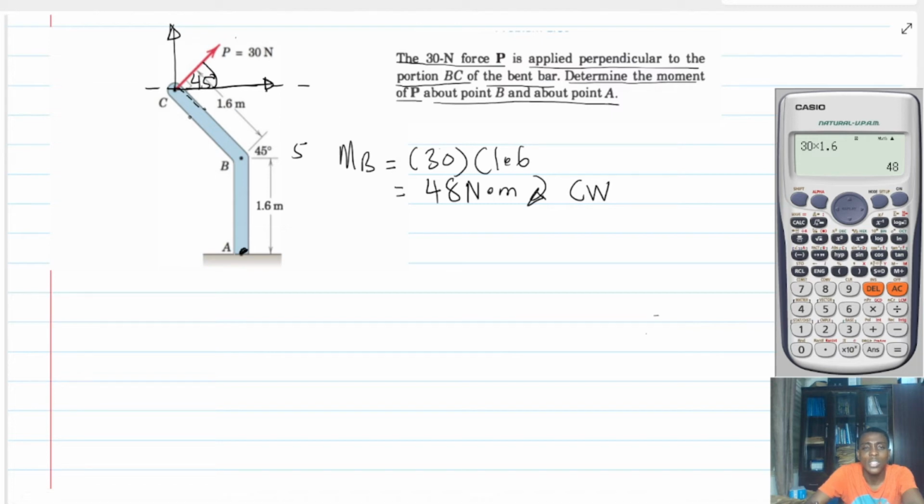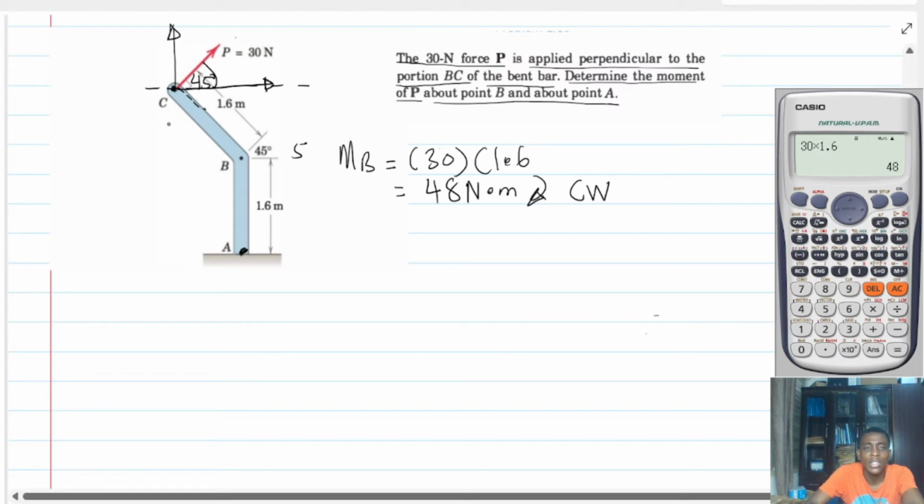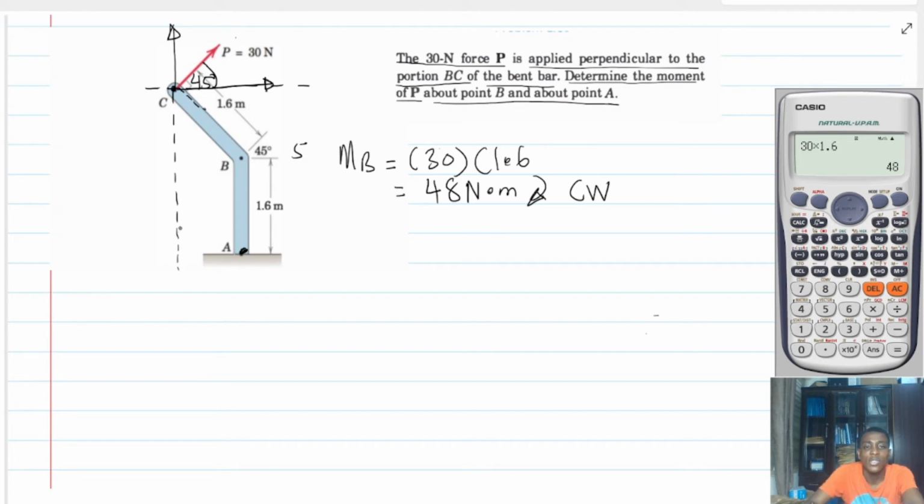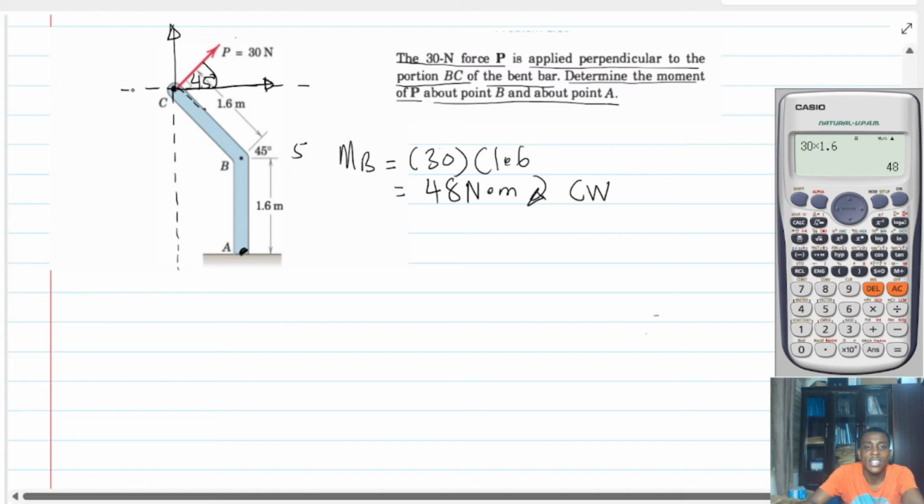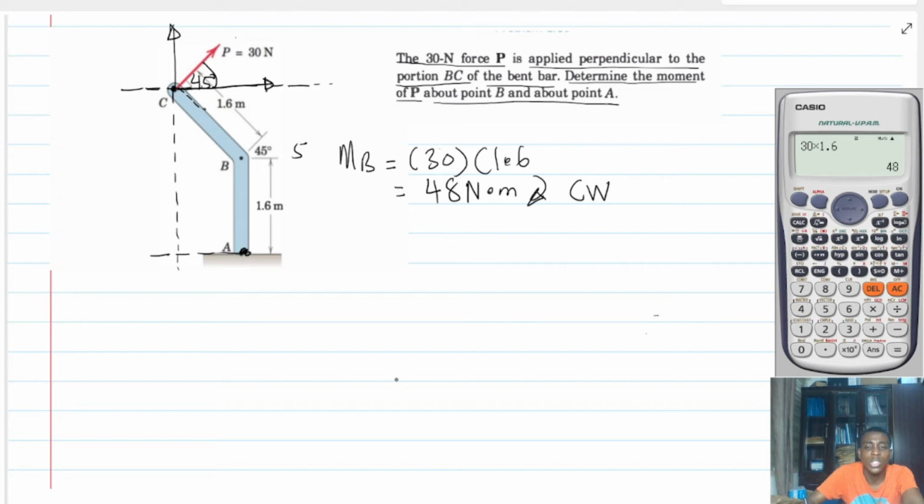Now, why are we doing this? We want to resolve this so that we can take the moment of the individual forces. And this is what we are going to do. So I will do this. Now, this is actually the line of action of the vertical force, and this is the line of action of the horizontal force. So what we'll be doing is just taking distances. So let's start with the resolution.